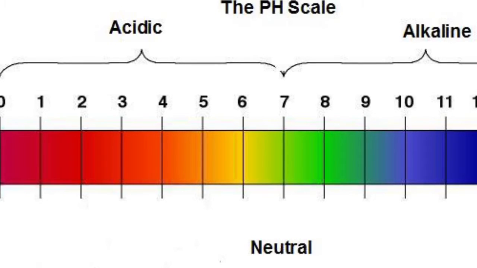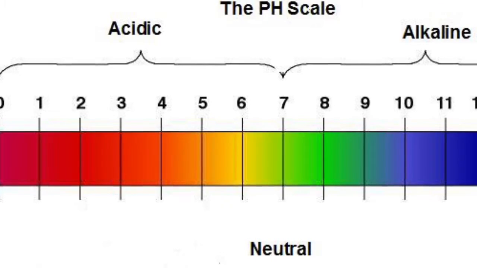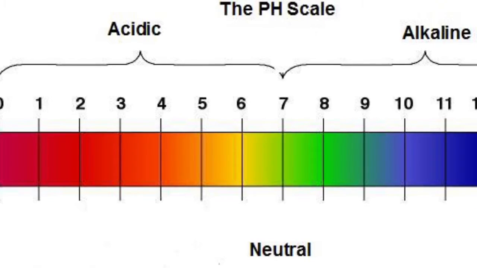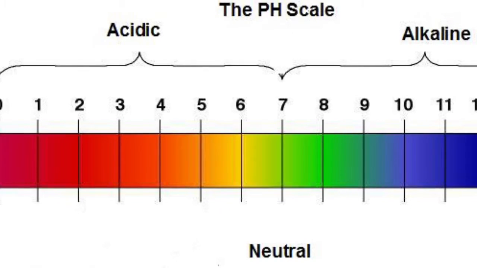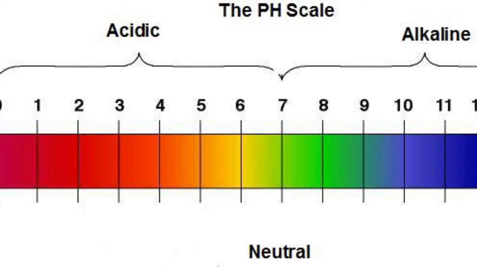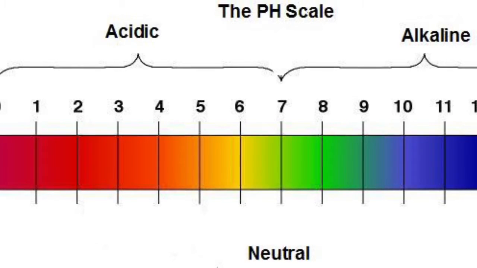So when Soren Sorensen, the man who created the pH scale, made the pH scale, he factored each number by 10. For example, the difference between 6 to 7 on the pH scale is that 6 has 10 times more H+ ions than 7 does.